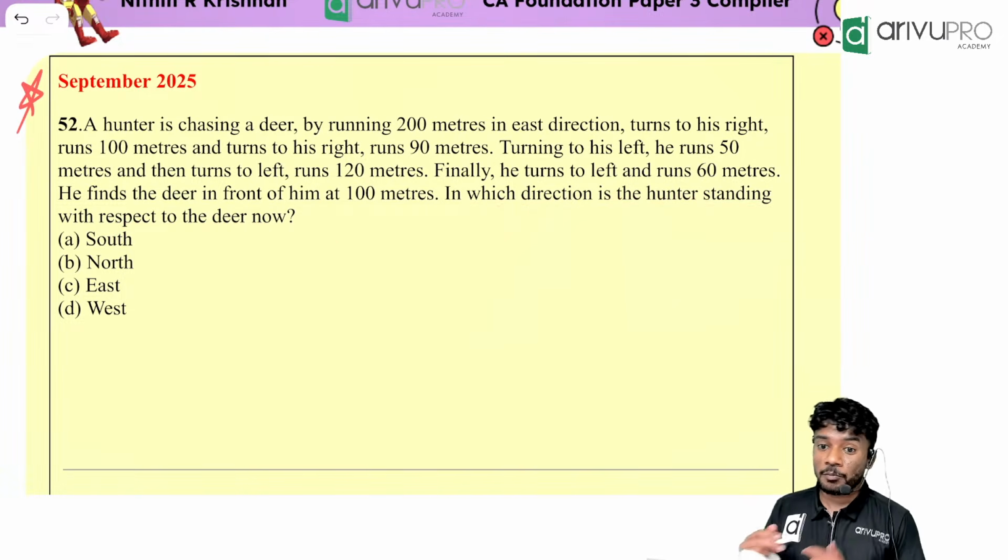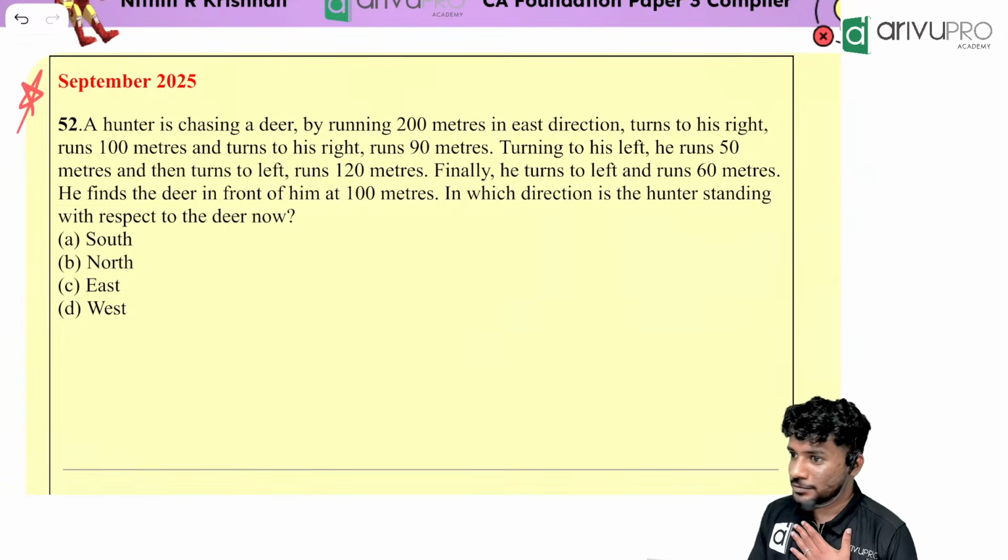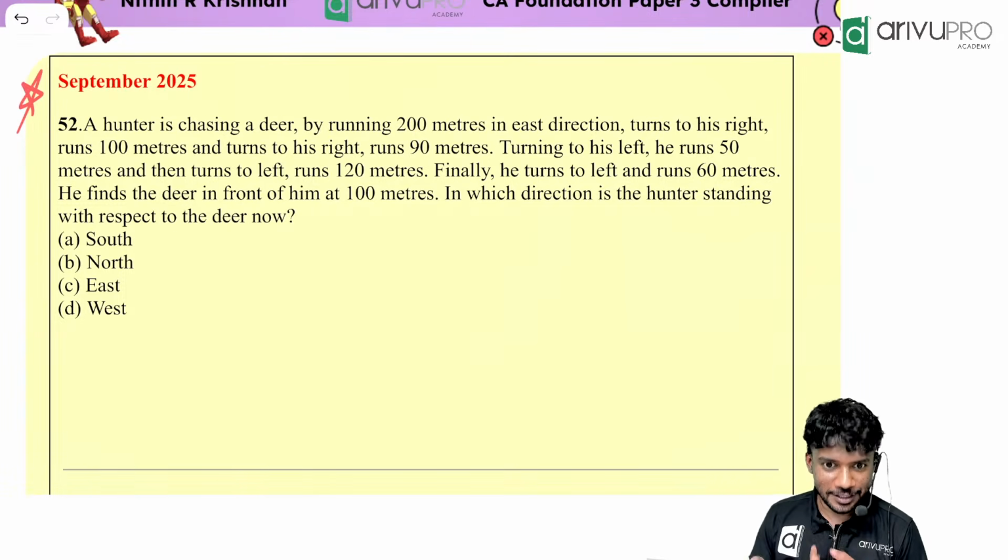Now, in which direction is the hunter standing with respect to the deer? Now people, both of them are running, right? Are they stopping at a place? No, both of them are running. Now tell me, we will talk from our deer's point of view. Okay, our deer is there in this question.